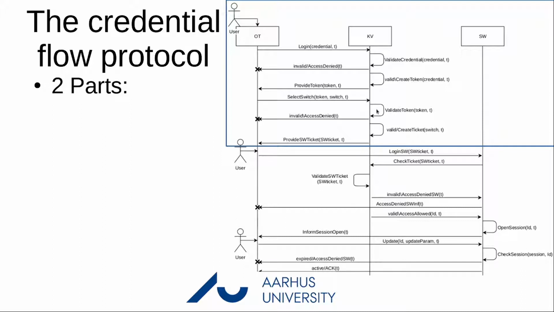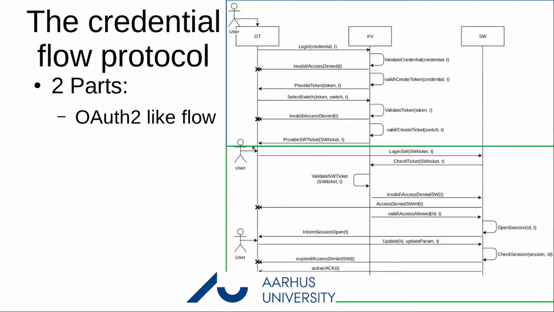And this token is then again validated by the key vault, and again, if the token is invalid, access will be denied. If it's actually a valid token, an access ticket to the switch will be created and sent to the user. The user now has the ticket that he actually needs to get onto the switch. So this was sort of an OAuth 2 like flow, getting the token, and then once we get to the ticket part, that switches more to the Radius flow, starting here.